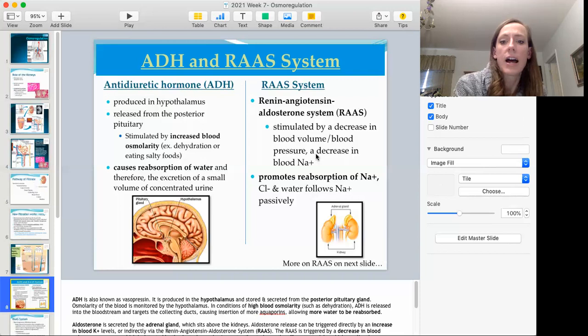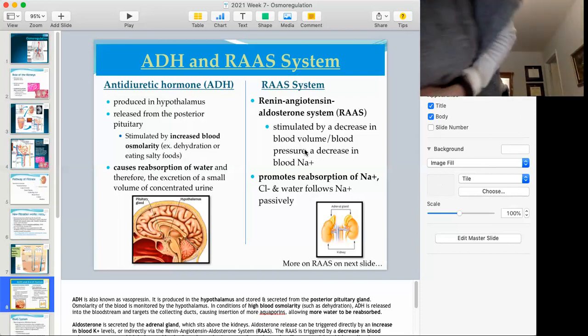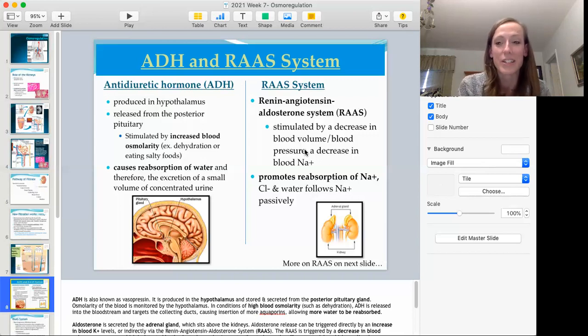If you have a high blood volume that does not have much sodium, so lower sodium, or if you have a decrease in blood volume, which will lead to a decrease in blood pressure, excuse me. So you could have a decrease in blood volume, which would lead to a decrease in blood pressure. So the lower the volume of the blood, what will accompany that is a decrease in blood pressure or a decrease in blood sodium. Either of these will activate the RAAS system, okay?